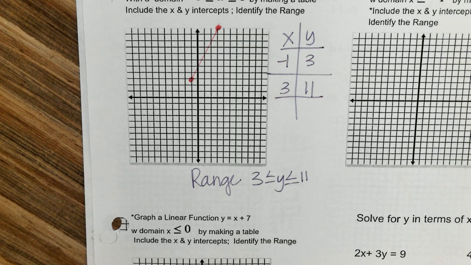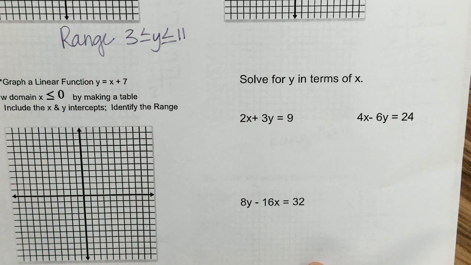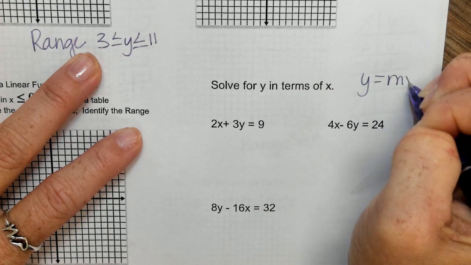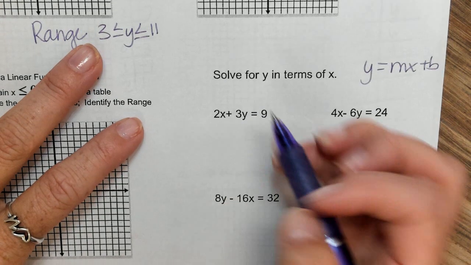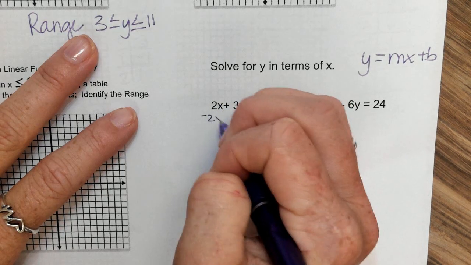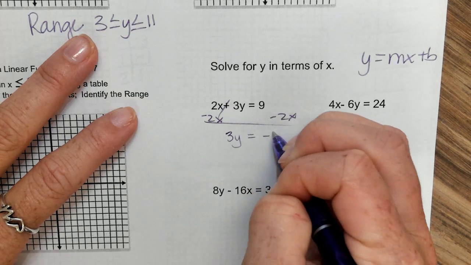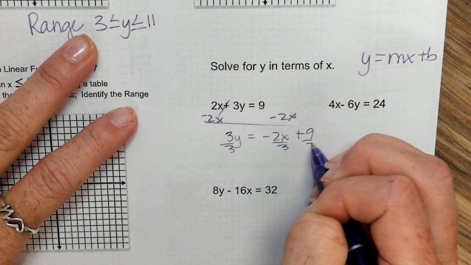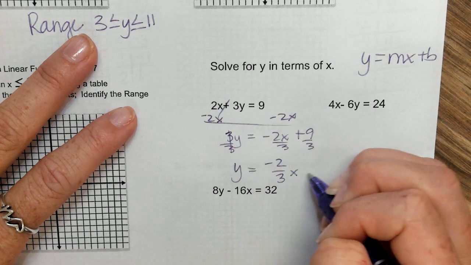All right, last thing I've got to show y'all. This is on your assignment. Y'all already know how to do it, so I'm only going to do one of them with you. It says solve for y in terms of x. That means rearrange them to y equals mx plus b. So look at number 1. How would I get the y by itself? What's got to go? Minus 2x on both sides. So I have 3y equals negative 2x plus 9, and then I would divide everything by 3 and simplify it. Y equals negative 2/3 x plus 3.